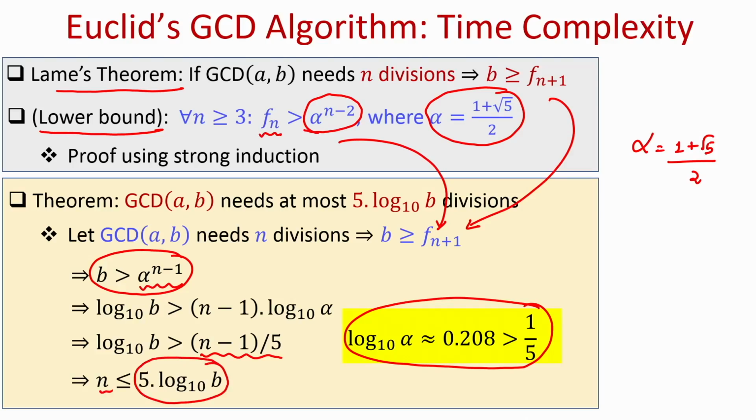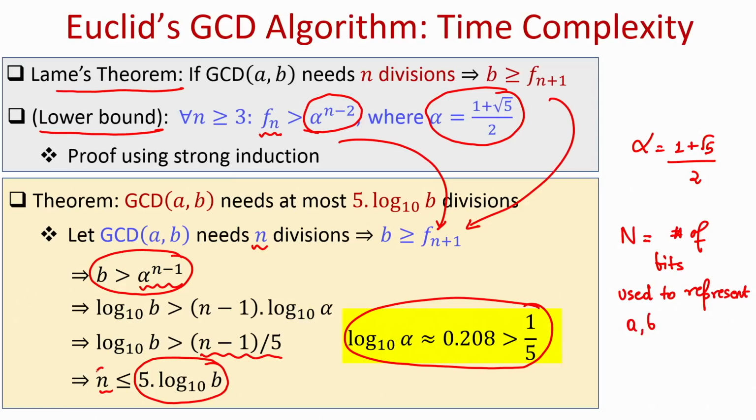Okay, so, sorry for the confusion here. I used n for the number of divisions, and I was continuously under the impression that n is also the number of bits used to represent the values a and b. So, let us use a different representation. Let capital N denote the number of bits used to represent a and b. Okay.